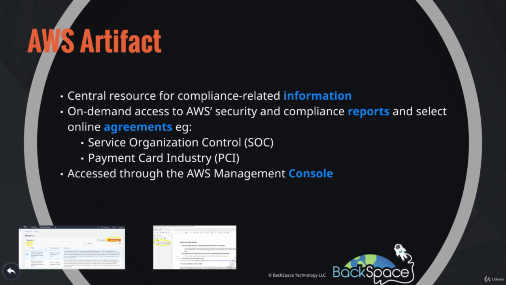AWS Artifact is a central resource for compliance-related information on AWS. It provides on-demand access to AWS's security and compliance reports and also selected online agreements. Some of the reports that you can download include SOC or PCI reports. And those are accessed quite simply by going to the AWS Management Console and selecting the report that you want, or searching for that report and then selecting it and then downloading that report.